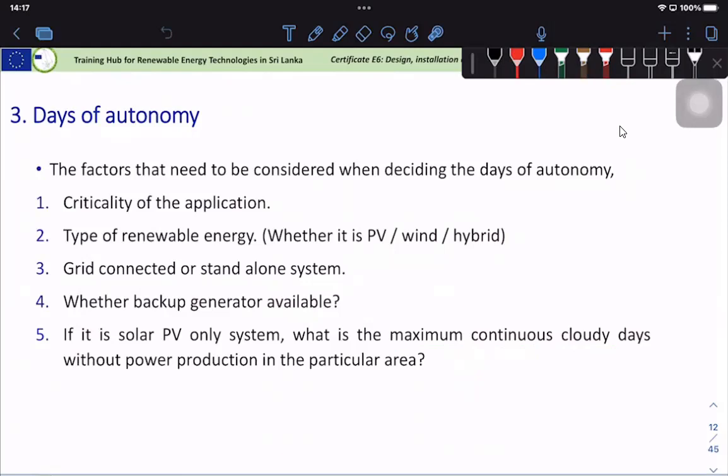So these are the criteria for deciding on the days of autonomy. So this is solely on the designer's perspective. Okay.